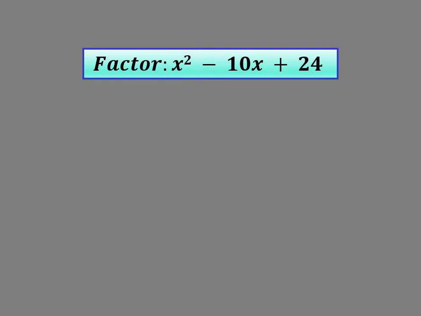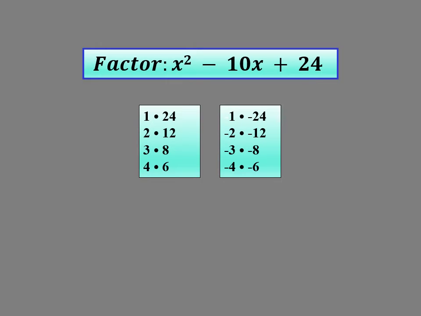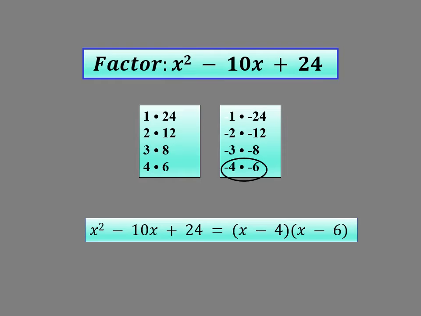Again, the factors of 24. So when I listed the factors of 24, I didn't find the ones that add to negative 10, so we need to list more factors. Now I can see the ones that add up to negative 10. Therefore, my example can be factored into x minus 4 times x minus 6.